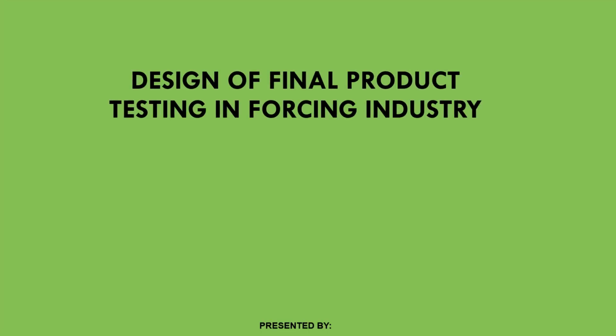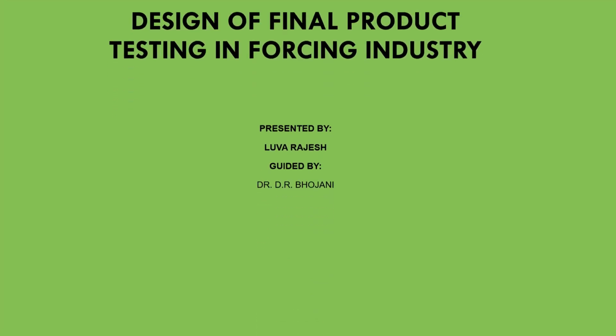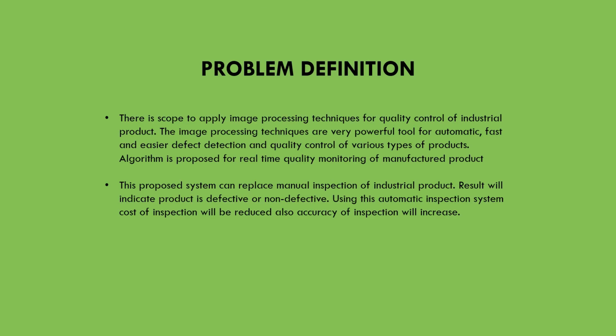Design of final product testing in the forging industry. Problem definition. There is scope to apply image processing techniques for quality control of industrial product.